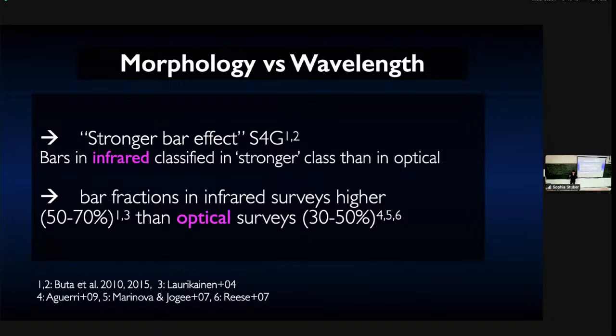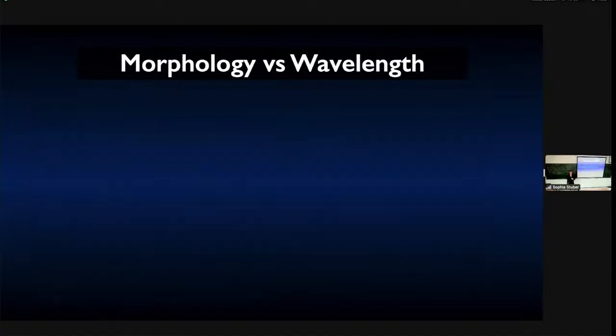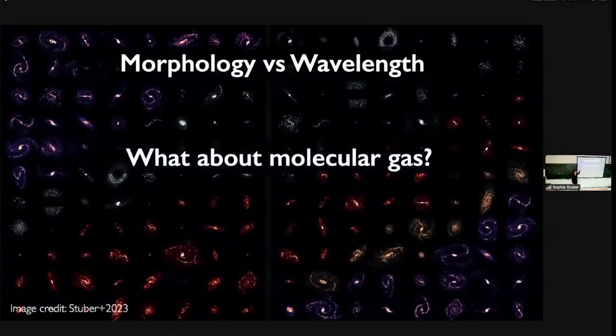But most of these classifications in the literature are either infrared or optical, and both of those trace mostly the stellar distribution in galaxies. We know that in our galaxies there's not only stars, there's also a lot of dust and gas. So we were asking the question: why don't we use the molecular gas distribution instead to classify whether we see bars or spiral arms or other structures?